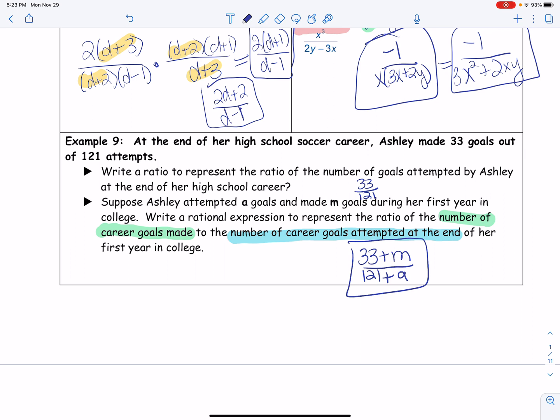A lot of you skip this part because they are kind of easy, but when we get into the harder questions next week and the week after, if you haven't practiced these easy ones, you're going to struggle, okay? So your assignment is in the classroom.